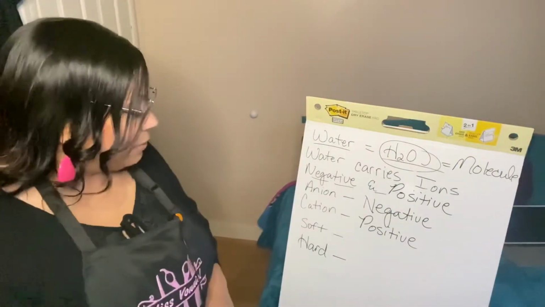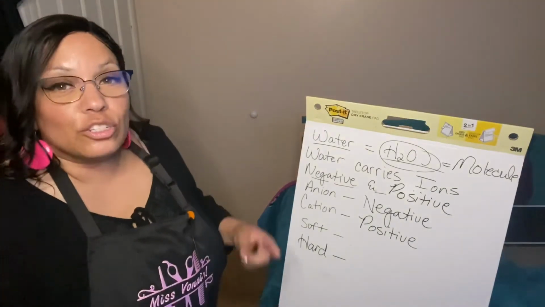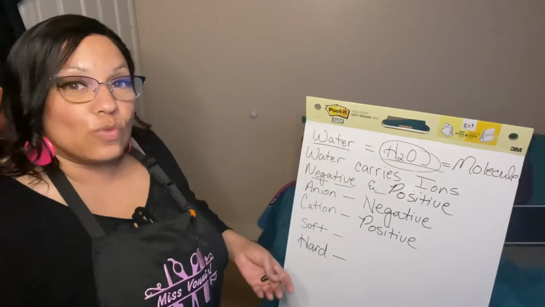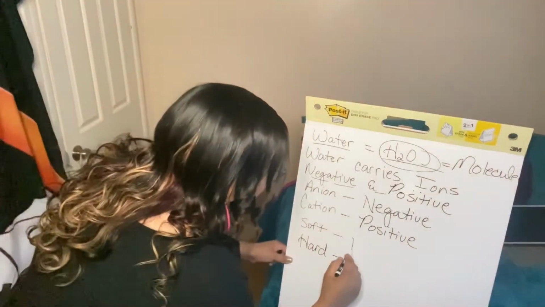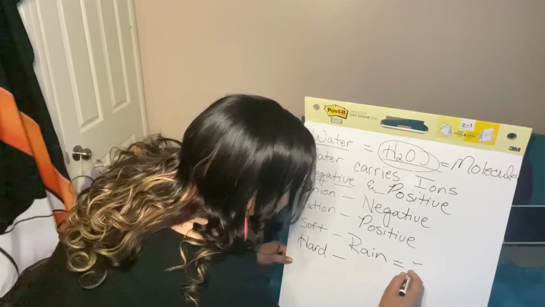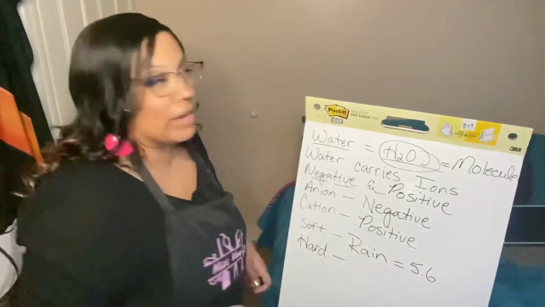Now, there's two types of water, right? There's soft water and there's hard water. Rain is known as soft water. And in fact, rain, the pH of that is about 5.6.